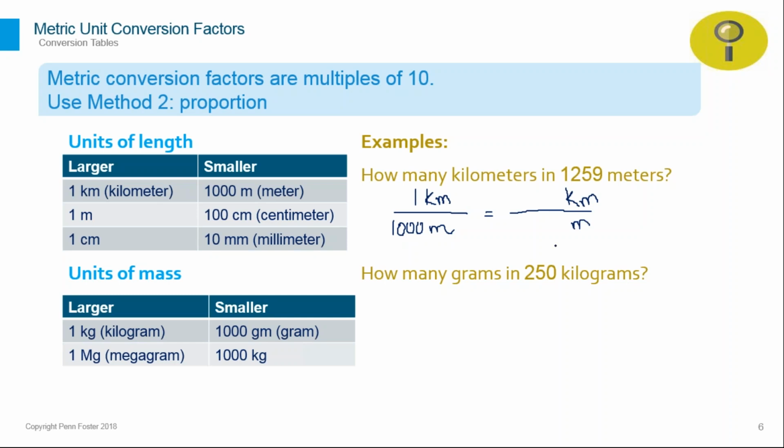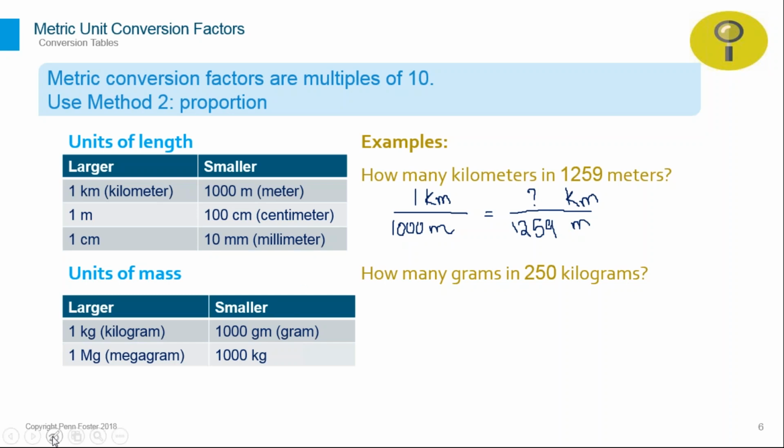Okay, what if you want to go with meter on the top and kilometer on the bottom? You are able to do that. Just keep the same order on the second fraction. If you go meter, kilometer, then you have to go meter, kilometer. So since we're looking for 1,259, that would be the value on the denominator of the second fraction, and the unknown would be how many kilometers in that much meters.